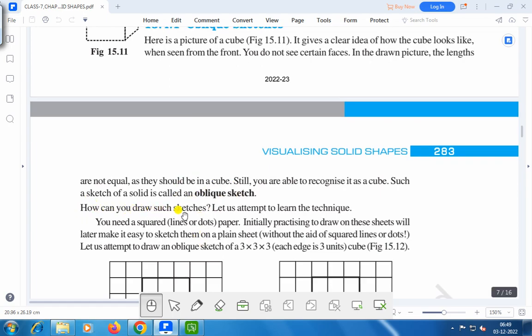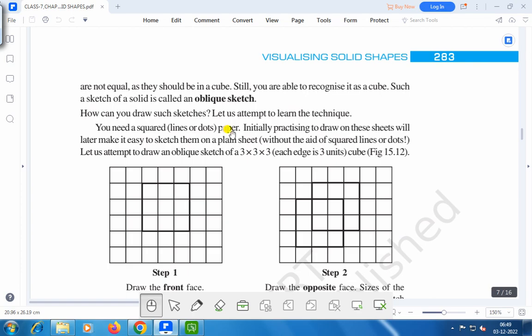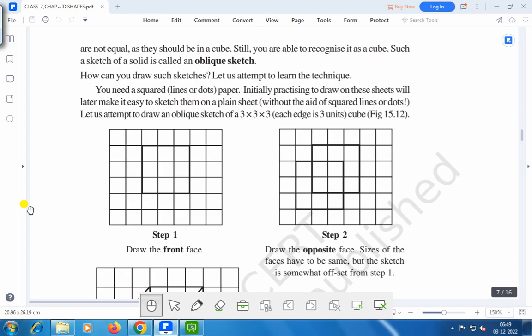How can you draw such sketches? Let us attempt to learn the technique. You need a squared lines or dots paper. Initially, practicing on these sheets will later make it easy to sketch them on a plain sheet without the aid of squared lines or dots.